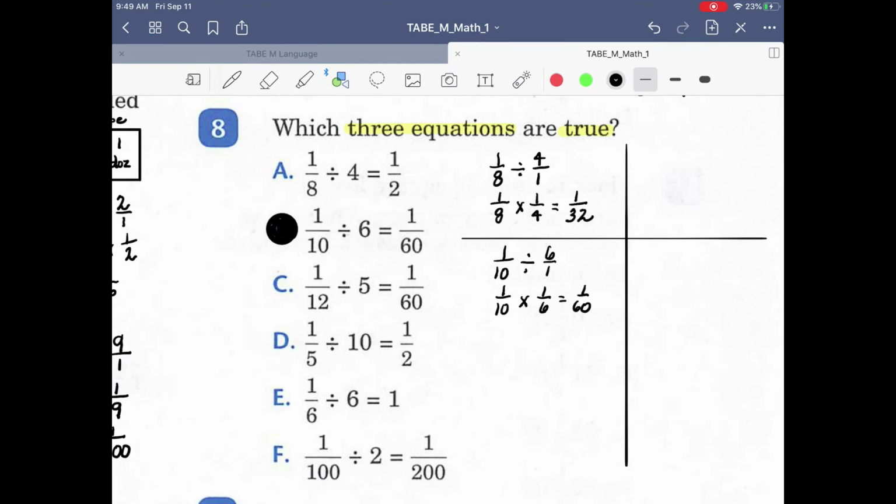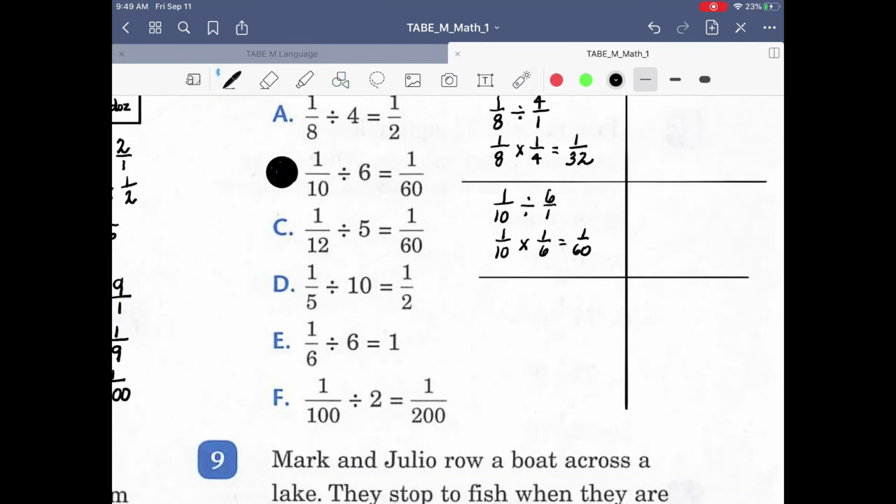Let me draw another line to section this off. 1/12 divided by 5/1. So 1/12 times 1/5 is 1/60. That one is also a true statement.